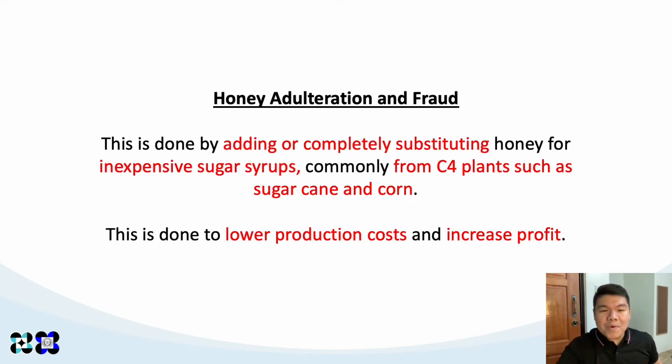However, one big problem is that honey is a subject for adulteration and fraud. This is commonly done by adding or completely substituting honey for inexpensive sugar syrups coming from what we call C4 plants such as sugarcane or corn. Now, this is being done by perpetrators to lower their production costs and increase their profit.